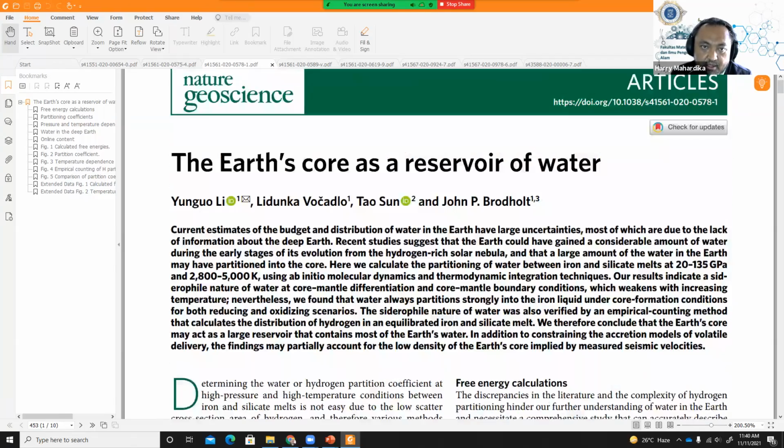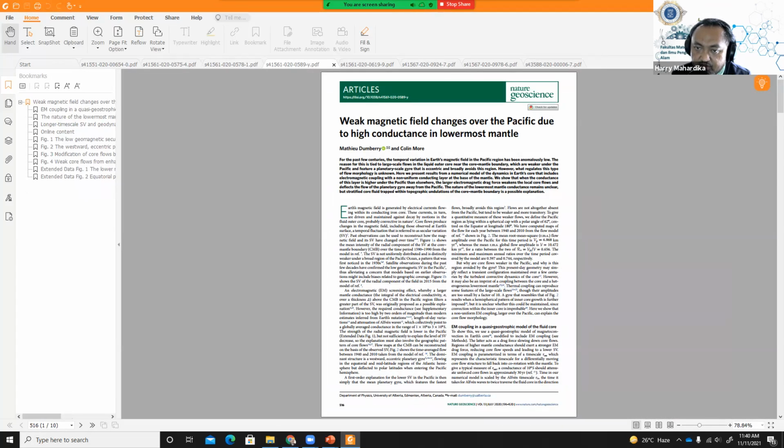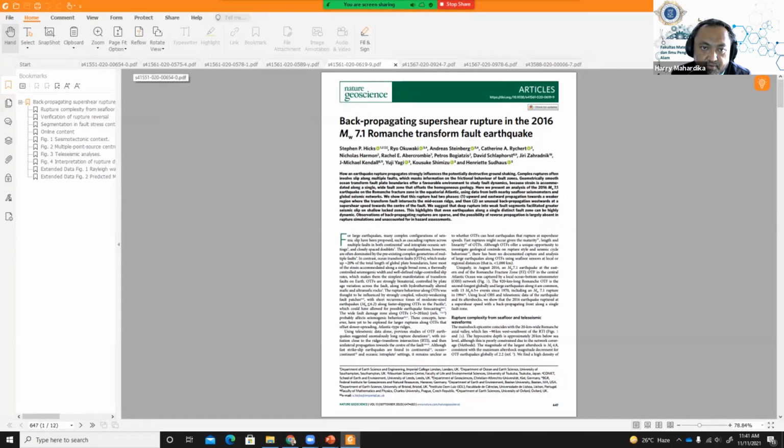Okay, the fourth title is The Weak Magnetic Field Changes Over the Pacific Due to the High Conductance in the Lowermost Mantle. So this is basically related to the Earth's magnetic field that's changing due to some mechanism. This is also from Nature Geoscience, published in 2020, written by Dunbury and Moore from the Department of Physics, University of Alberta, Canada. Okay, so 1, 2, 3, 4, 5.